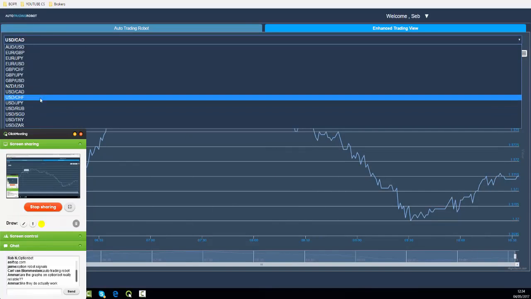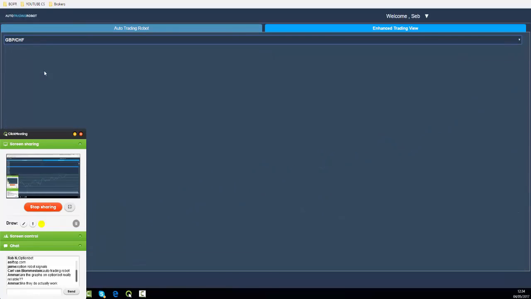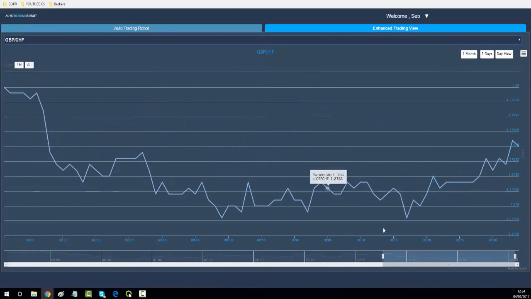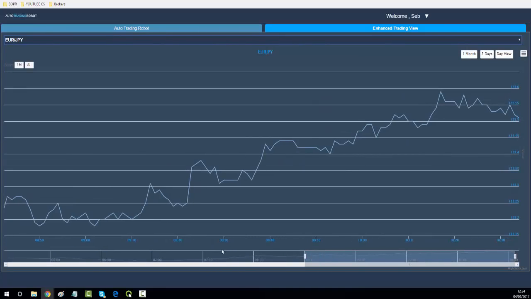Nope. USD JPY. No, not really. Let me try zooming in. Let me just move the chat out the way. No, there's nothing clear there. Euro JPY. It's a very clear upwards trend.